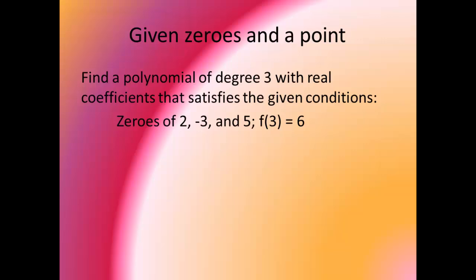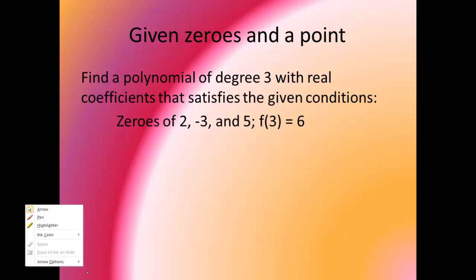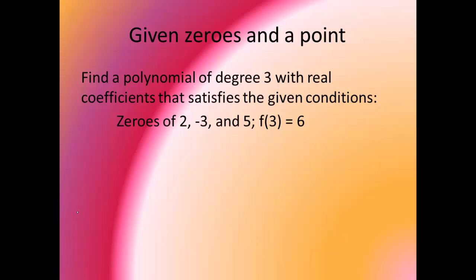This first one, they ask you to find a polynomial of degree 3 with real coefficients that satisfies the given conditions. For this one, I listed 3 zeros of 2, -3, and 5, and then a value of f of 3 equals 6. We'll use this last part, the f of 3 equals 6, a little bit later. First, with the zeros, we are going to reverse factoring.